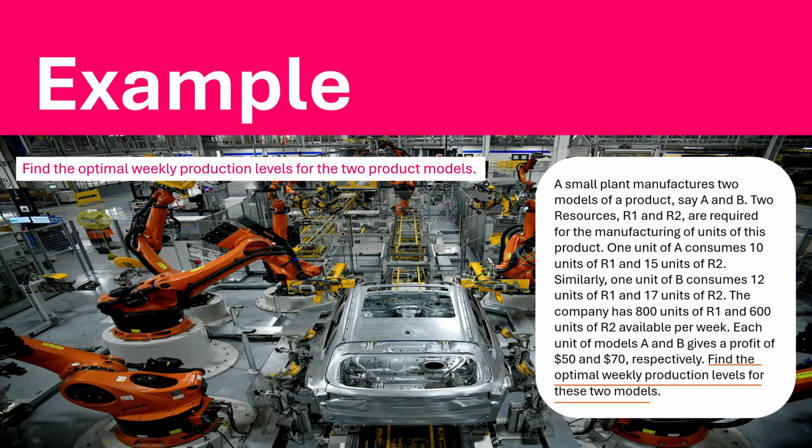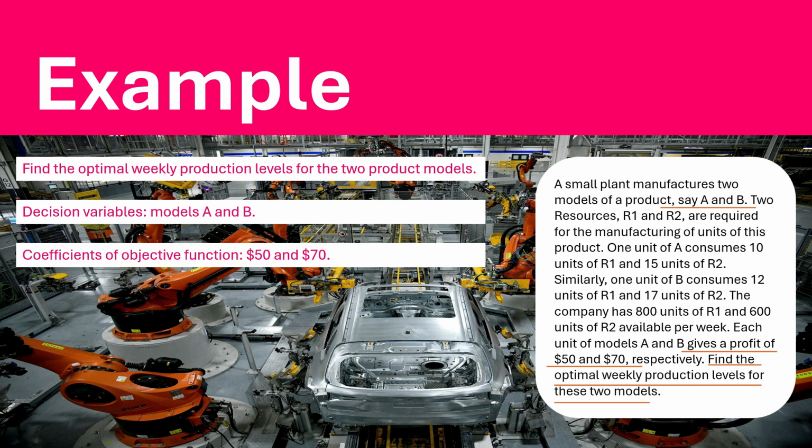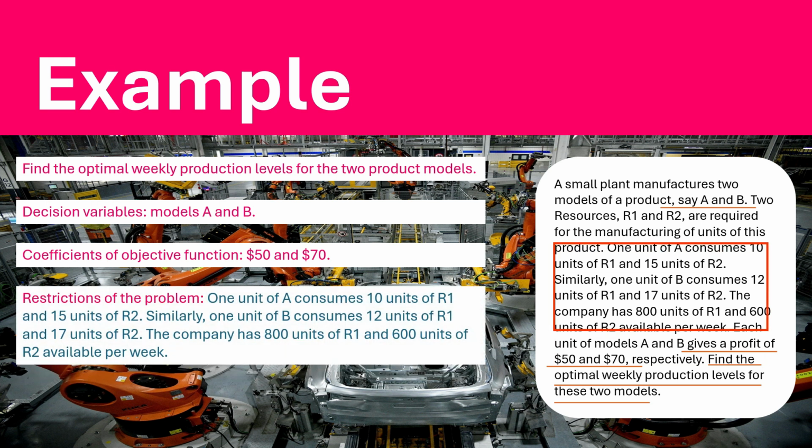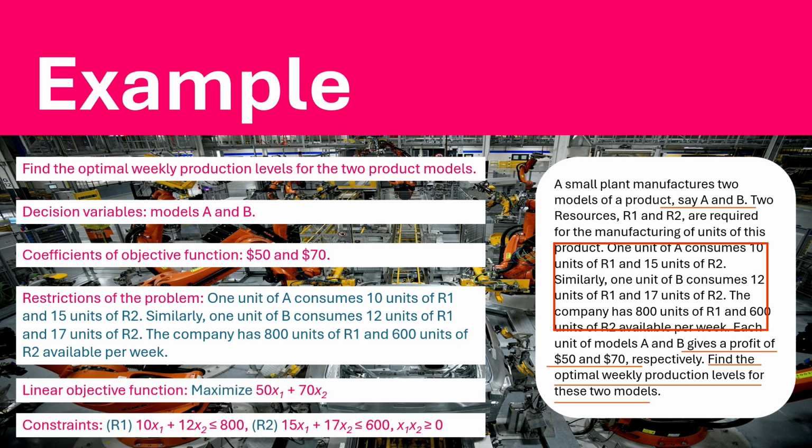Next, we want to identify the decision variables, which in this case are the two product models A and B. Next, we need to identify the coefficients of the objective function, which are extracted from the profit statements of each unit of models A and B. Next, we need to identify the restrictions of the problem. And finally, we want to write the mathematical expressions in linear form for both the objective function and the constraints.